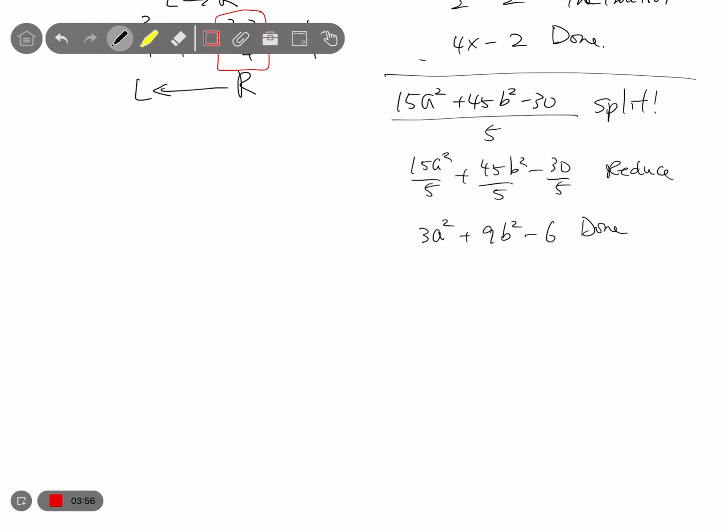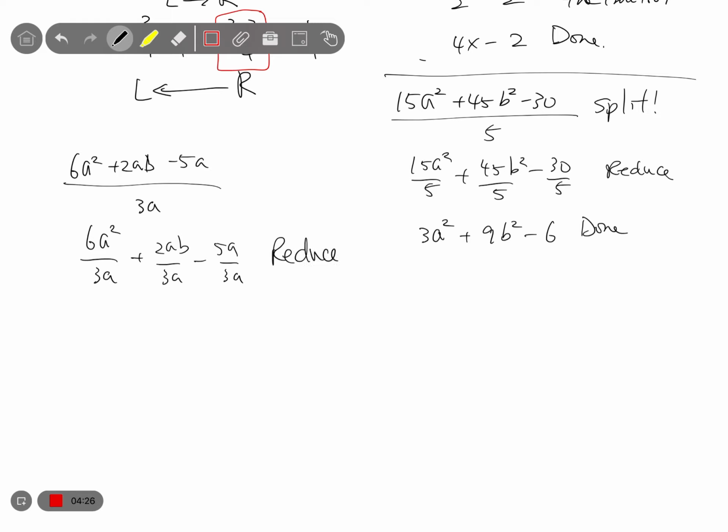Okay, here we go. The next problem we have is (6a squared plus 2ab minus 5a) over 3a. Notice this one, now we're dealing with variables in the denominator, so make sure when you split the fraction, you keep that. So 6a squared over 3a plus 2ab over 3a minus 5a over 3a. Now, when you're reducing these fractions with variables inside, this is totally what we were doing in the earlier sections of chapter 5.